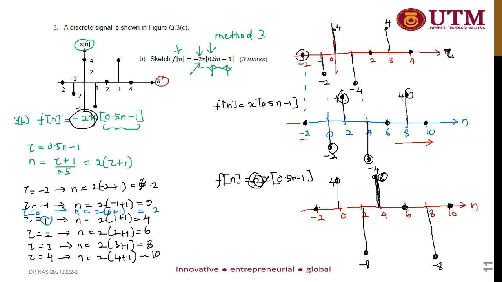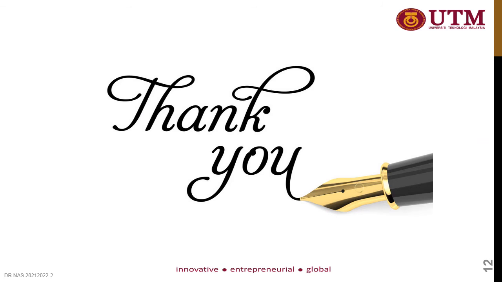Okay, so this is the final answer for the given function, f(n) equal to -2 x(0.5 n minus 1). Okay, so this is the y-axis. So this is your final answer in order to get the full 3 marks. Okay, with that, thank you. Perhaps this may improve your understanding on the basic operation of signal.